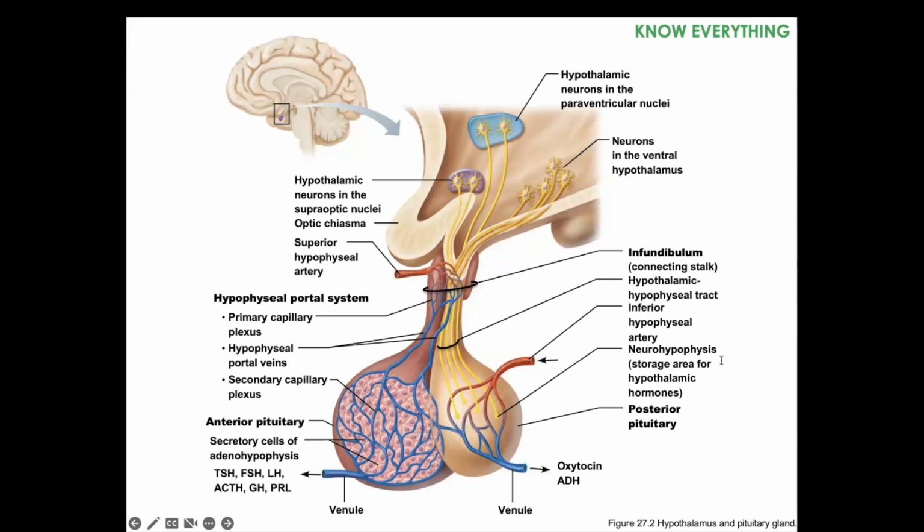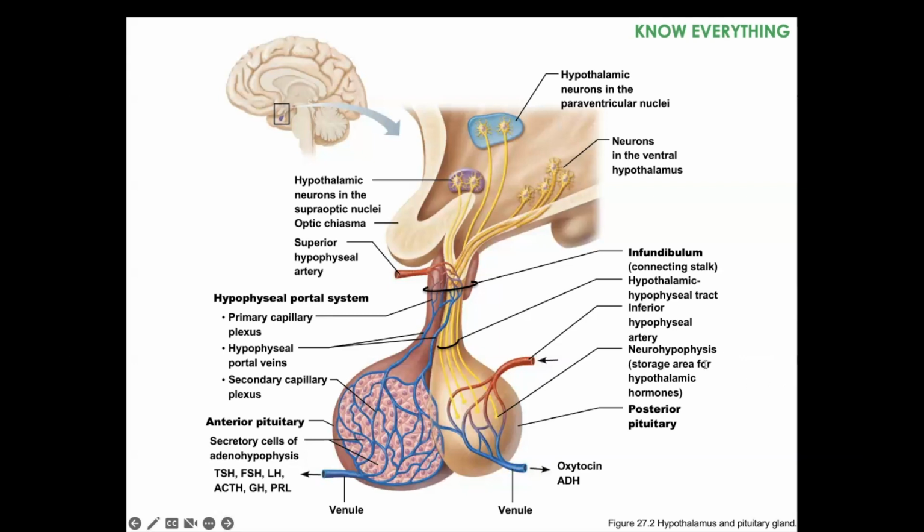Now let's take a close look at the anterior pituitary and posterior pituitary glands. The posterior pituitary gland is also called the neural hypophysis and is made up of mainly nerves. Because it is mainly composed of nerves, the posterior pituitary is only capable of storing and secreting hormones. It does not produce them. The production of the posterior pituitary hormones takes place in the hypothalamus.